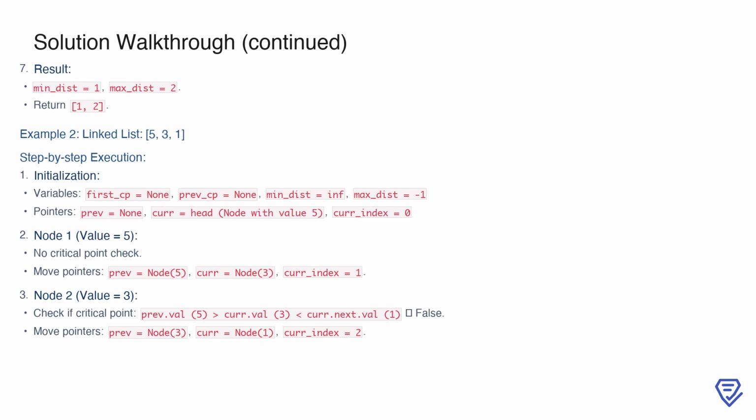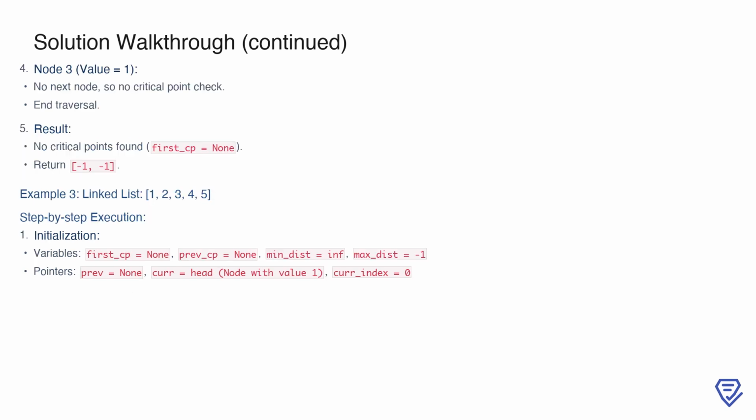In the second example, we start by initializing the same variables and pointers as before. Here, the linked list values are 5, 3, 1. At node 1, we cannot perform a critical point check because there is no previous node, so we move the pointers forward. At node 2, the critical point condition 5 > 3 > 1 is evaluated, but it is false since the values do not satisfy the inequality. The pointers are then moved forward to node 3, but since there is no next node at this point, we cannot perform the check, and the traversal ends.